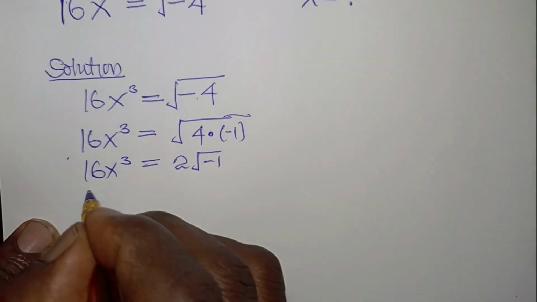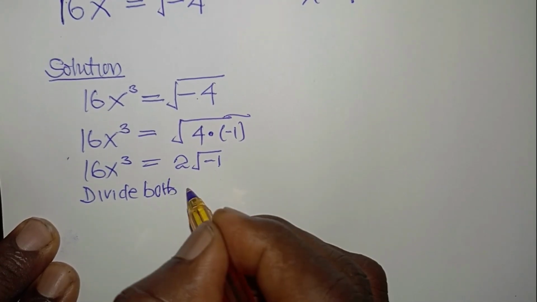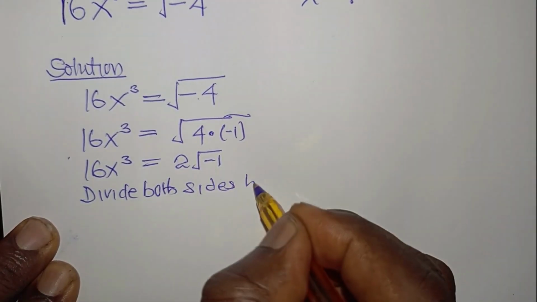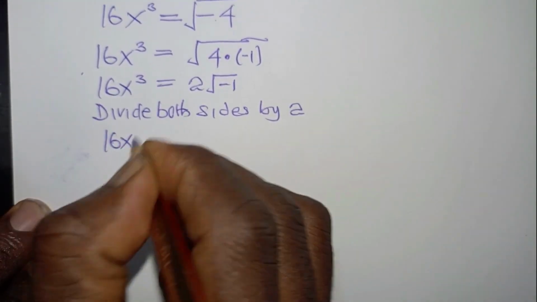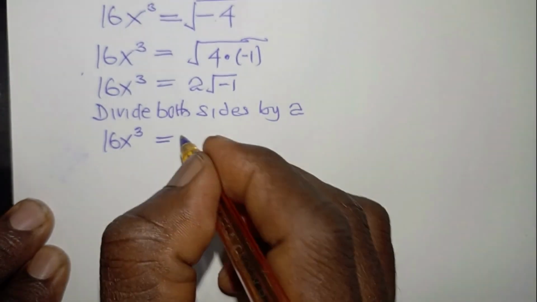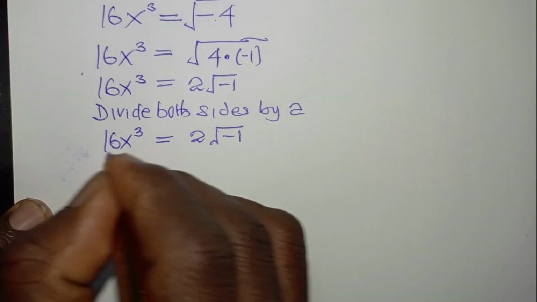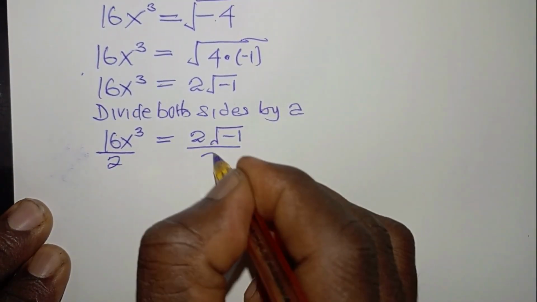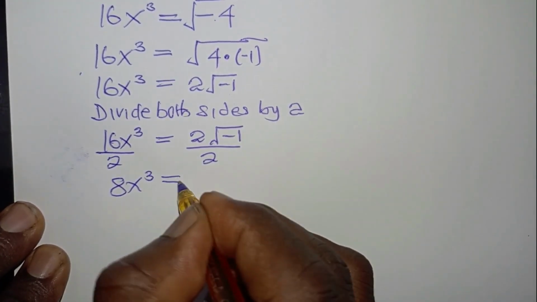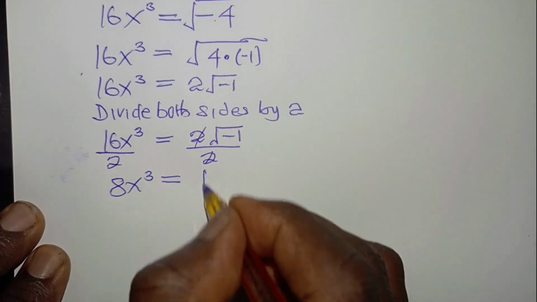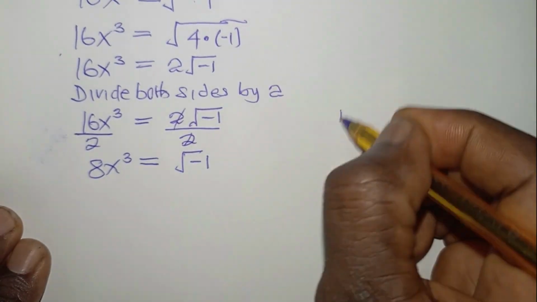So now, let's divide both sides by 2. We have 16x to the power 3 equals 2 root minus 1. So divide here by 2 and divide here by 2. So we have 8x to the power 3 equals 2, cancel 2, square root of minus 1. Right. So now let's look at this.